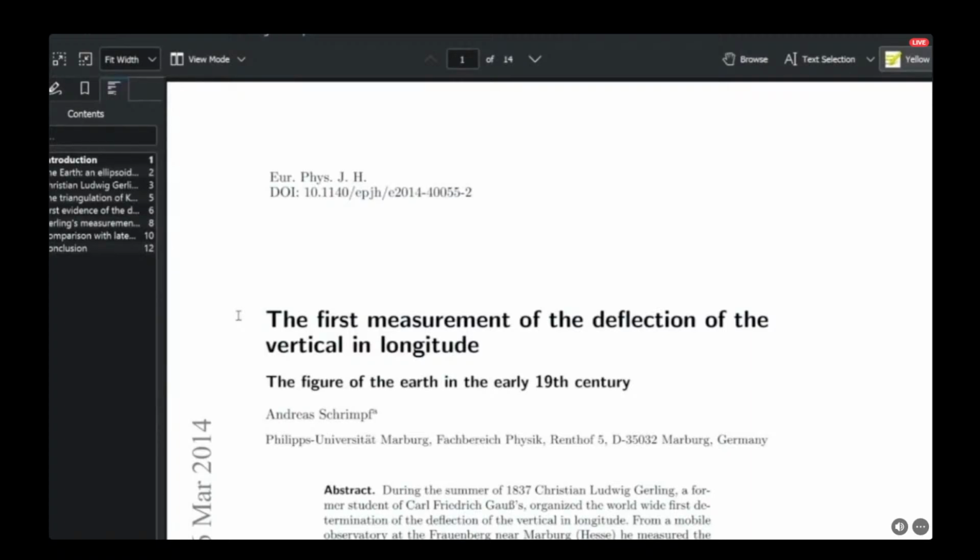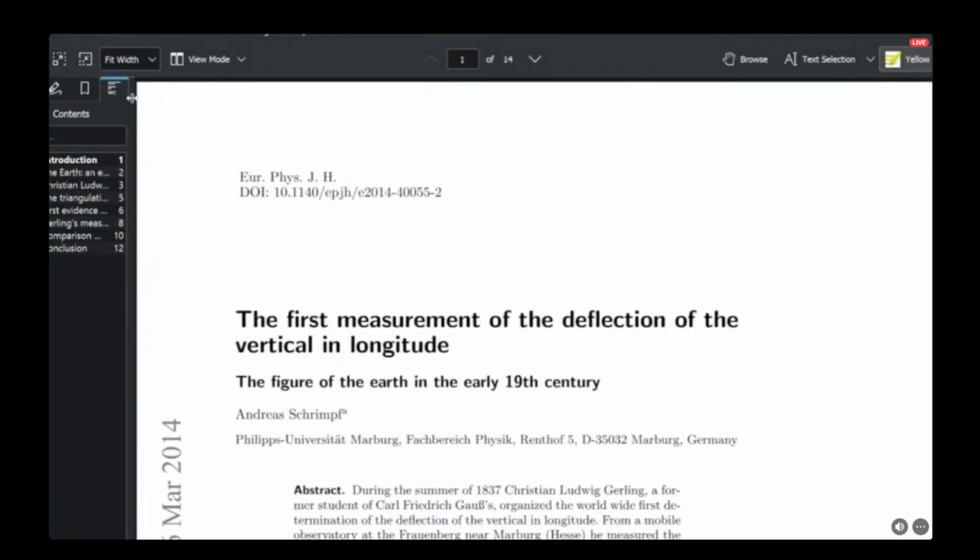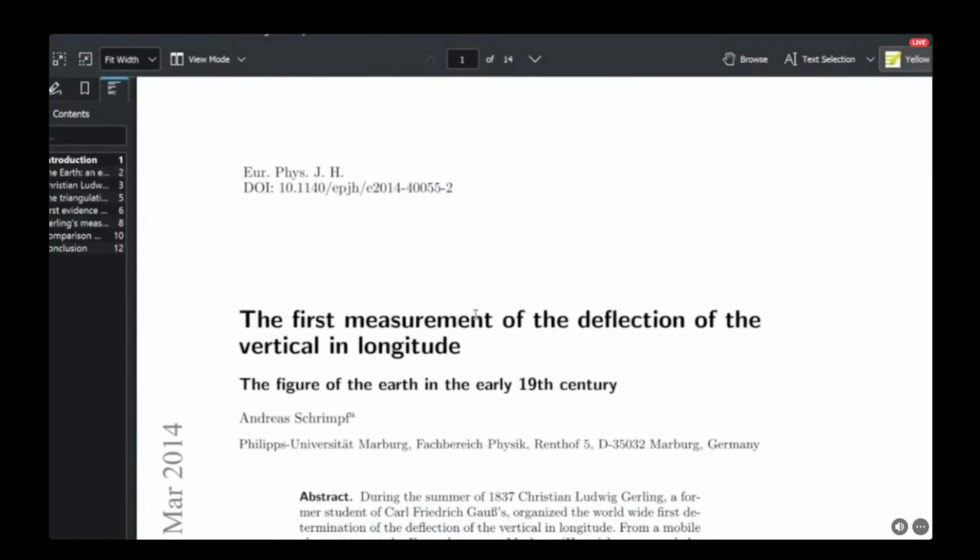The deflection of the vertical is the way that you can just hide any of the measurements. Usually it's greater than the amount they're showing. I think the one that I had for the paper was something like 22 to 24 seconds, but it depends, of the deflection of the vertical in longitude. So this one's a little different.